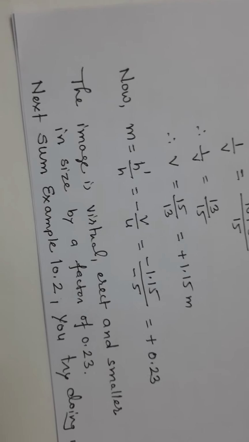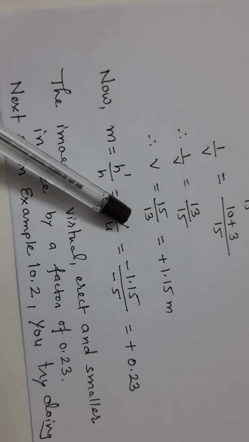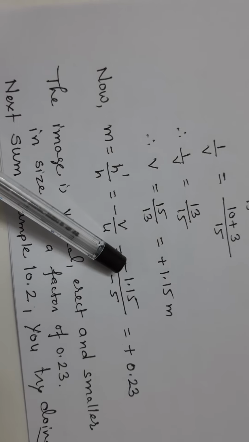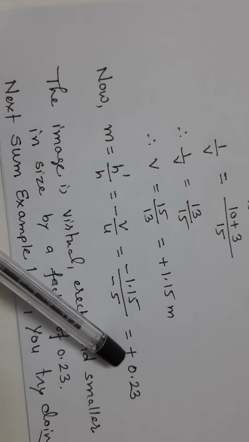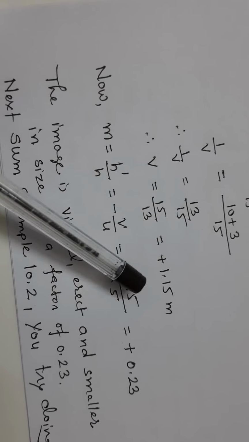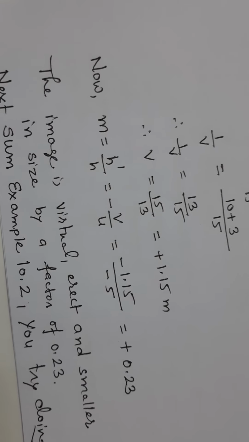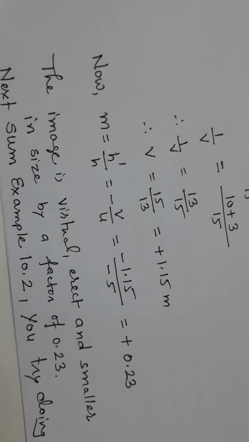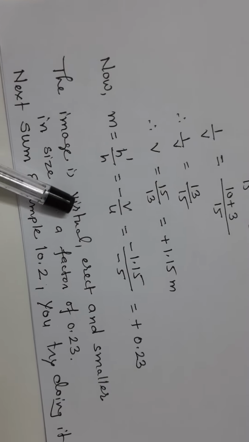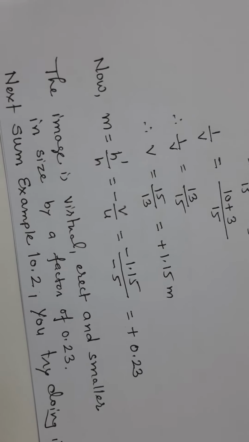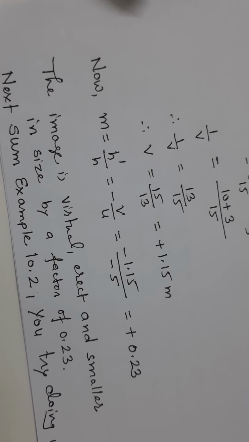Now as far as magnification is concerned, magnification is h dash upon h, which is minus v upon u. So minus 1.15 upon minus 5. Minus minus becomes plus. If we simplify this particular fraction, we will get 0.23. The image is virtual, erect and smaller because it is on the right hand side. So virtual, erect and smaller, and size is 0.23 times the object.